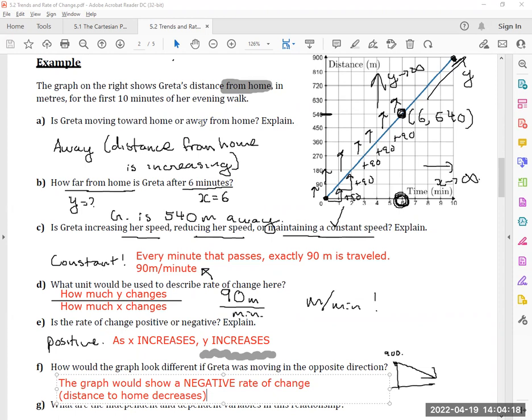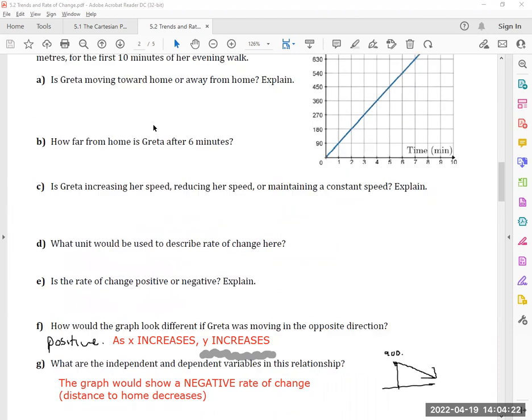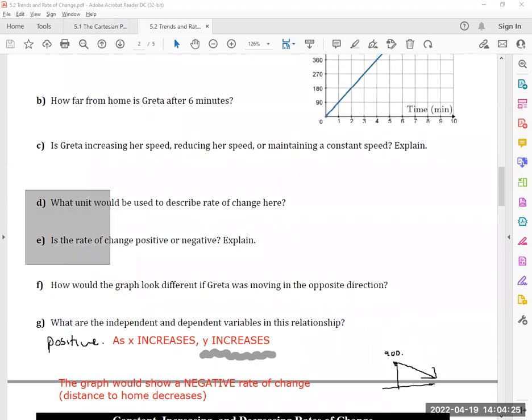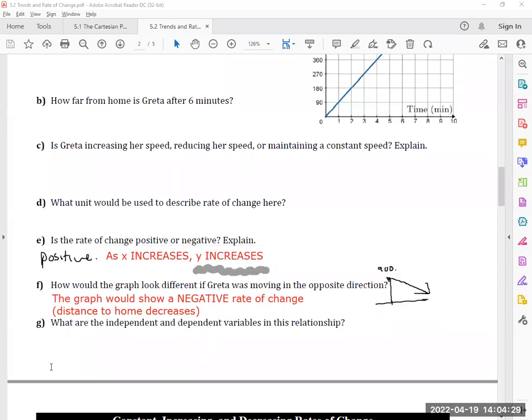So let me do this quickly. What are the independent and dependent variables? Well, independent would be 9 minutes. Dependent would be distance in meters. Okay, last bit.